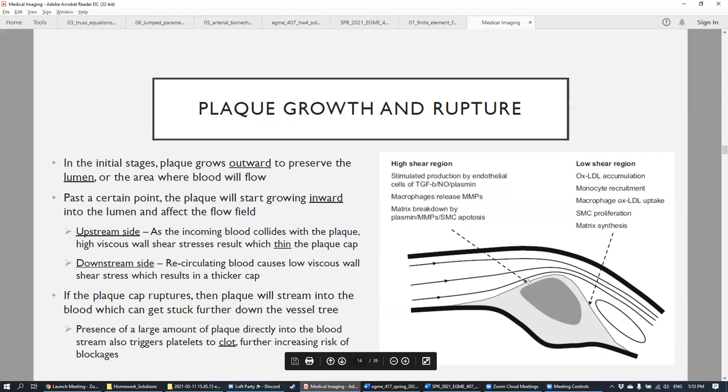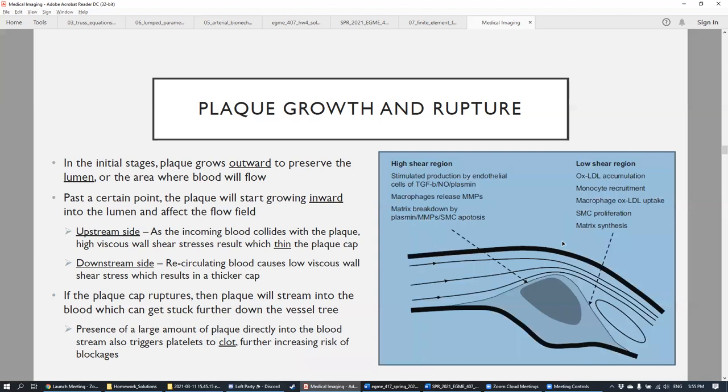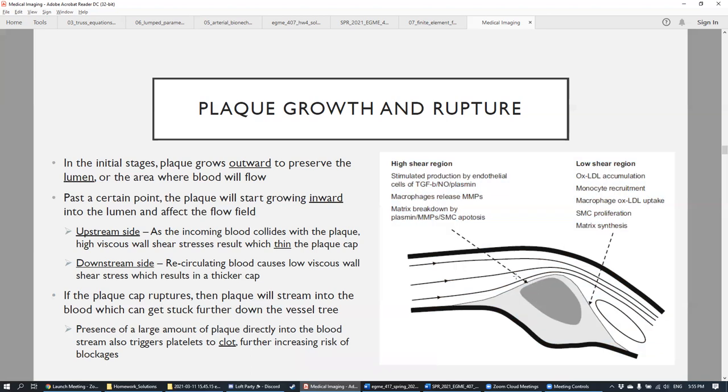In this region, you have high wall shear stress, and you tend to have a thin cap. You can see in this image where the dark gray is where all the fatty deposits are. There's only a very thin layer of light gray right here protecting it. So where things tend to rupture is on the upstream side.